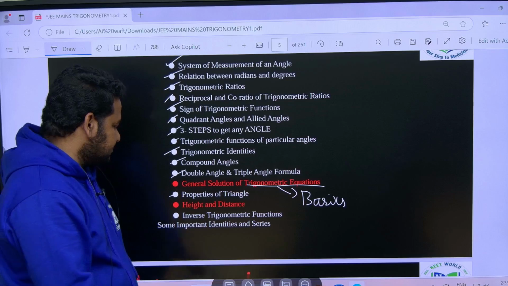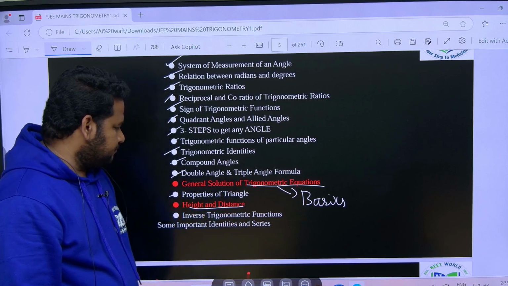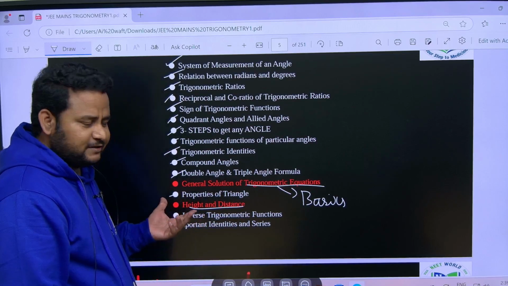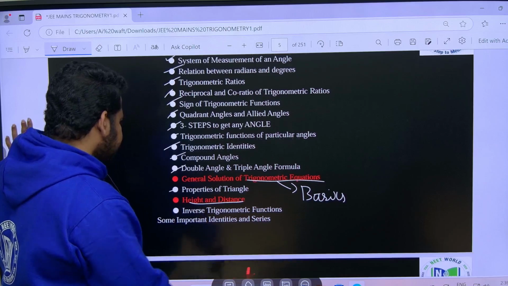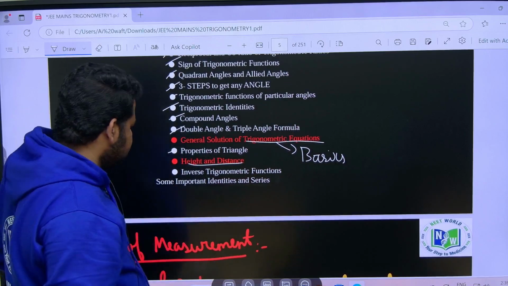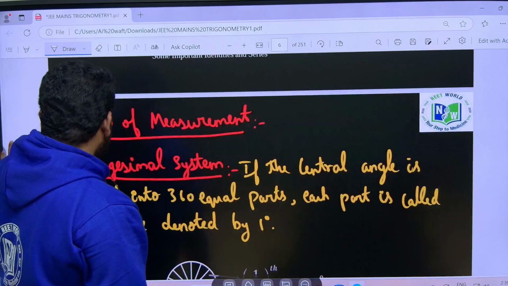Then heights and distance. Heights and distance is removed, but that was a simple chapter. It shouldn't have been removed. It would have been an advantage for you. Anyways, no problem. Then we have inverse trigonometry, that we will see in detail when we go for inverse. Now, let us start.